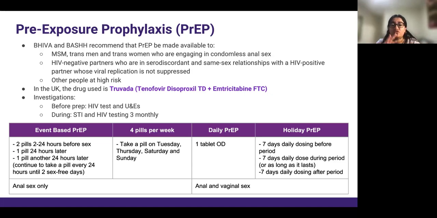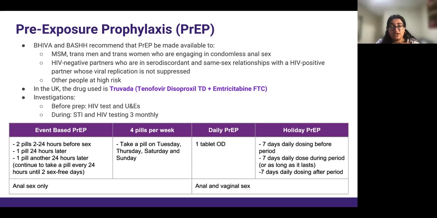You can also do the 4 pills per week method, which is where they take a pill on a Tuesday, Thursday, Saturday, Sunday. Both of these PrEPs have only been trialed and tested for anal sex. They don't necessarily work for vaginal sex. The things that do work for vaginal sex and anal sex is daily PrEP.